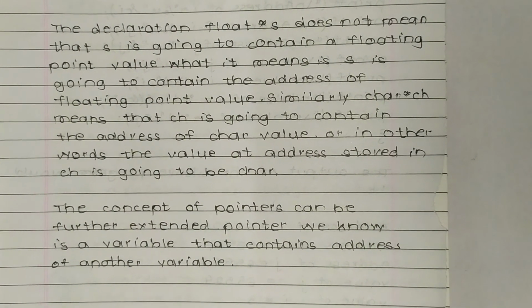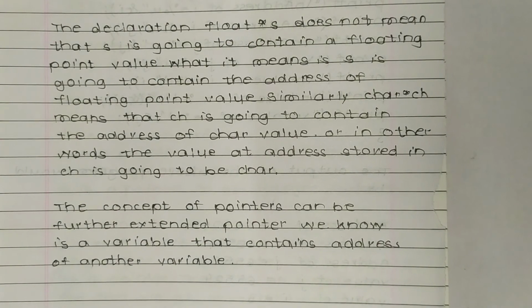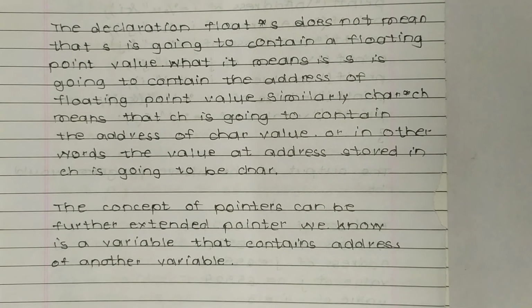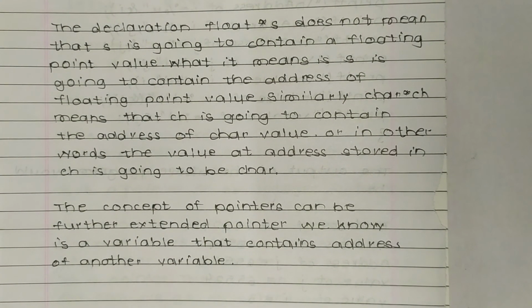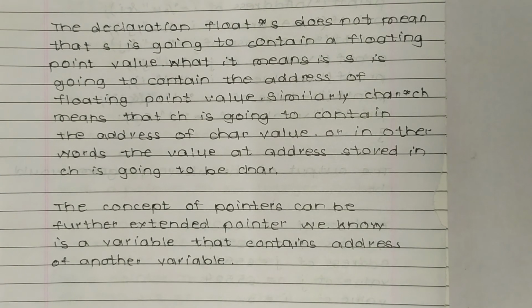Similarly, char *ch means that ch is going to contain the address of a char value. So star is for holding the address of that value. In other words, the value at the address stored in ch is going to be a char.